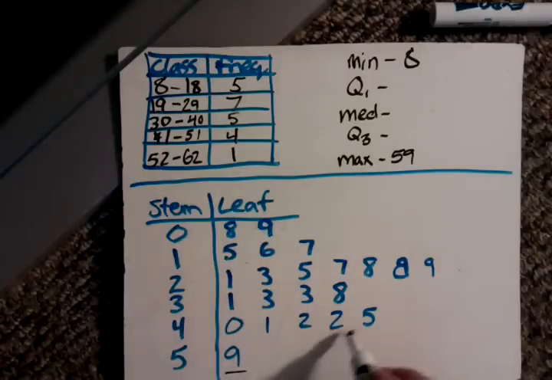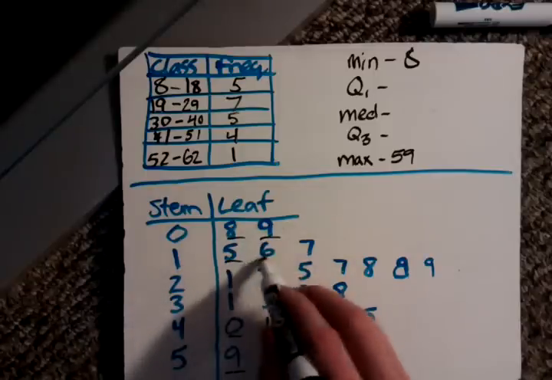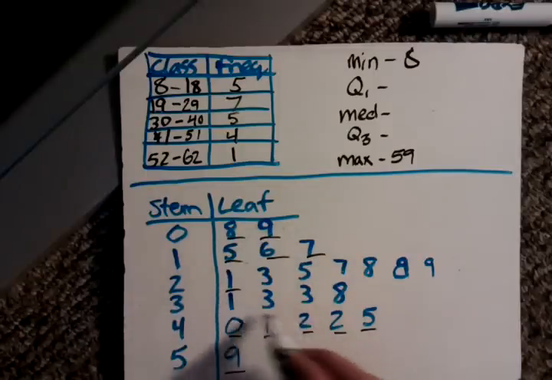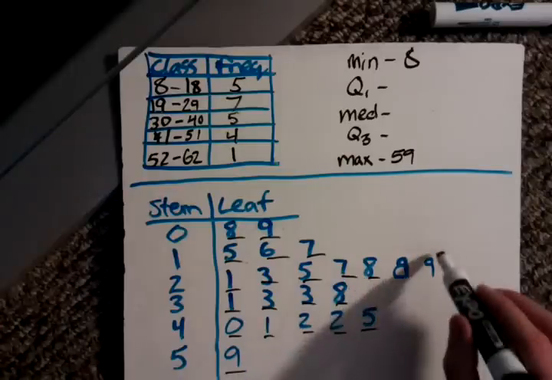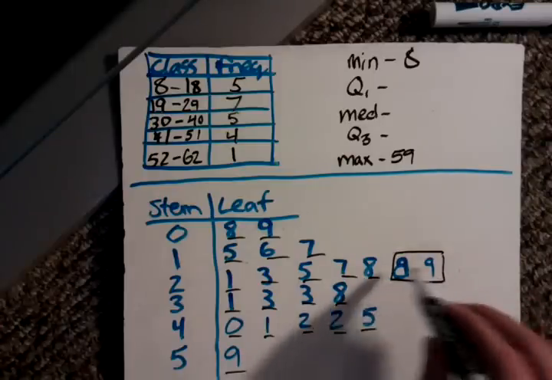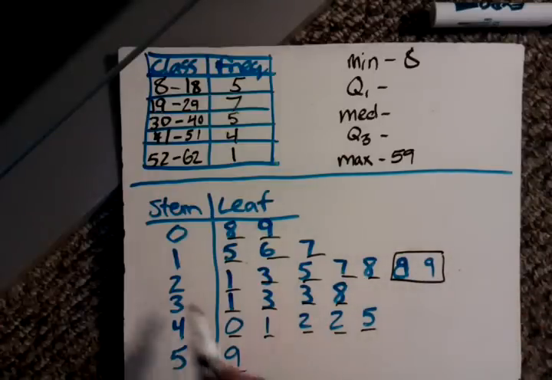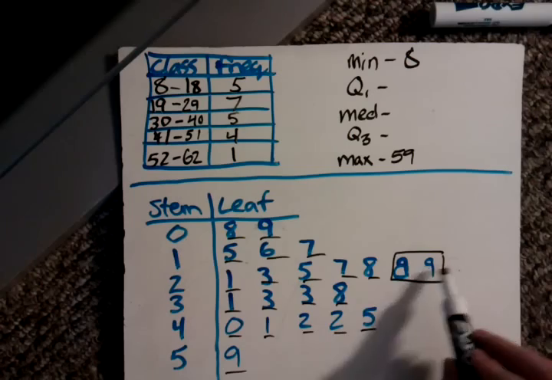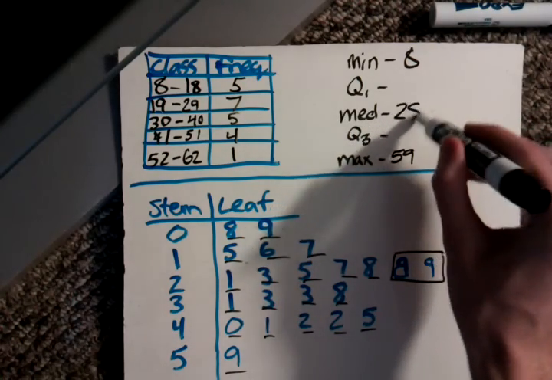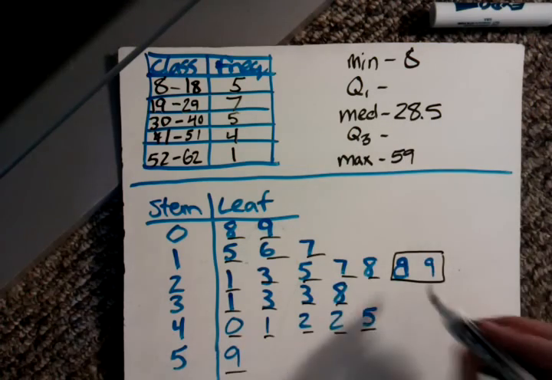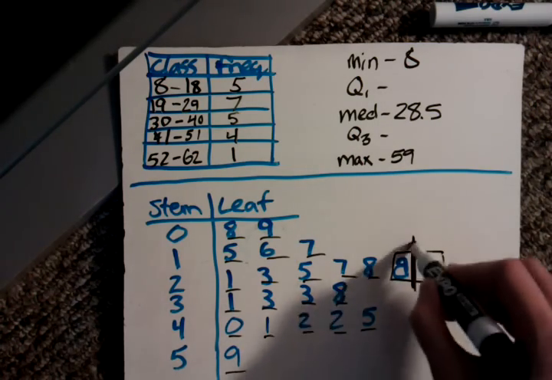So 1, 2, 3, 4, 5, 6. 1, 2, 3, 4, 5, 6. 1, 2, 3, 4. 1, 2, 3, 4. So the middle actually falls in between two of these numbers, which would be 28 and 29. So we'd average them and get 28 and a half as our median. So our median falls somewhere in between there.